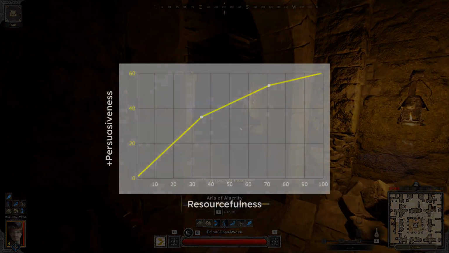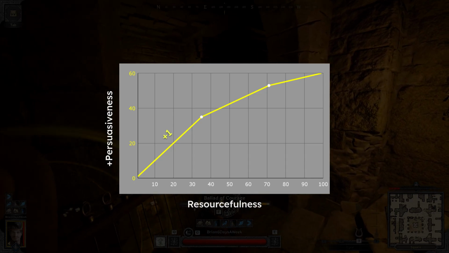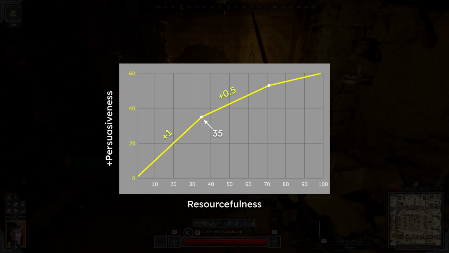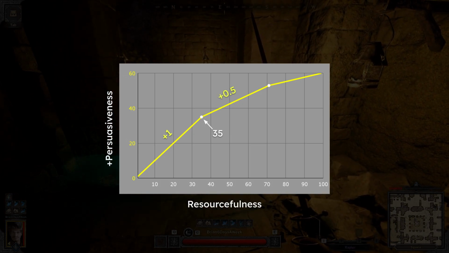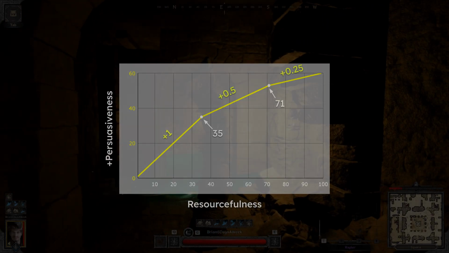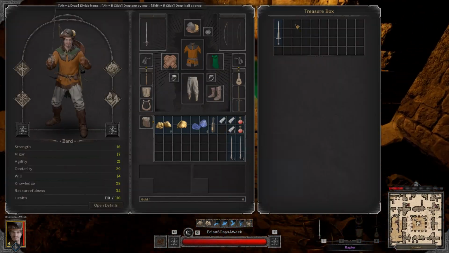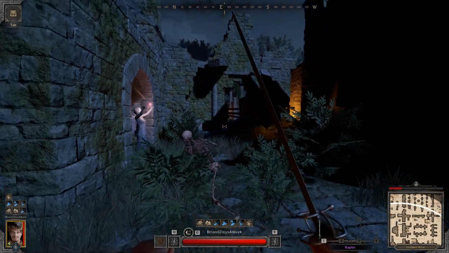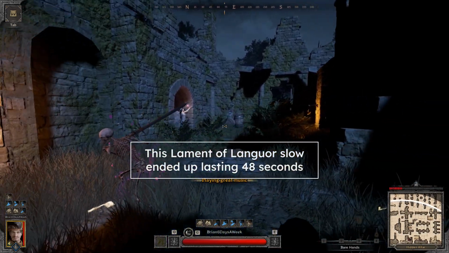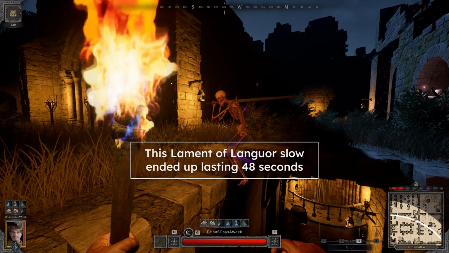debuffs. As of now, each point of resourcefulness gives 1 persuasiveness until the first soft cap at 35, which drops down to 0.5 persuasiveness per resourcefulness, and then a second soft cap at 71, where the ratio then drops to 0.25 per. This attribute relationship is actually hard capped at 60 persuasiveness, but you'll need a total of 100 resourcefulness to get there, so I don't think you'll need to worry about that, even with the various resourcefulness gear that bards have. Now, how does persuasiveness translate to the duration of the song effects?